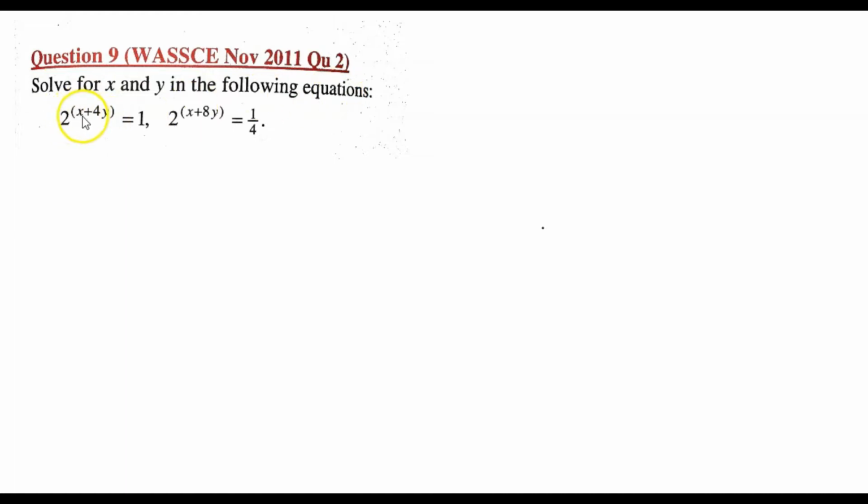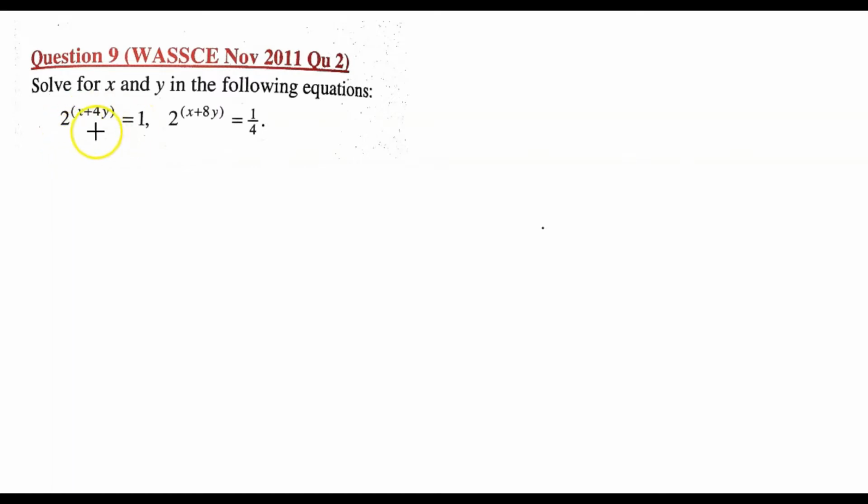2 raised to the power x plus 4y is equal to 1. And the other equation is 2 raised to the power x plus 8y equal to 1 over 4. Bear with me that the way to go about solving this is to do away with the base. In respect to exponential equations, you get rid of the base and then deal with the powers.